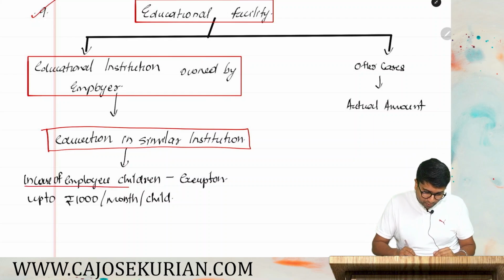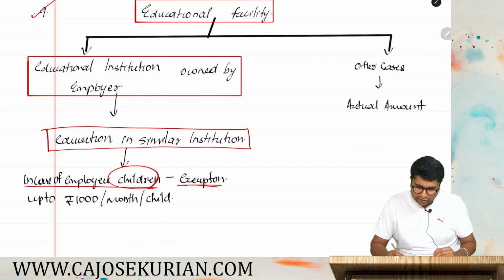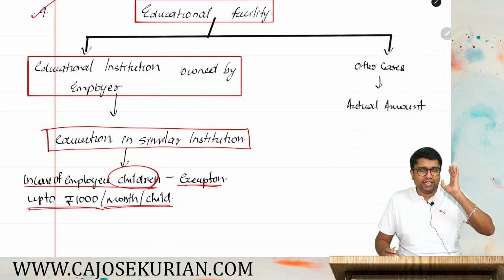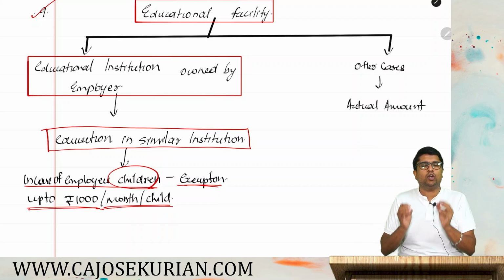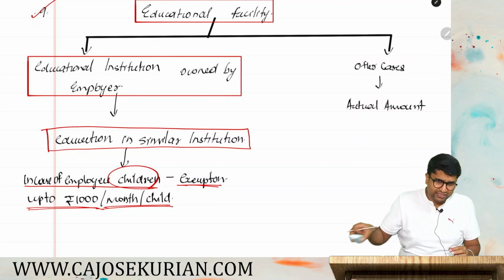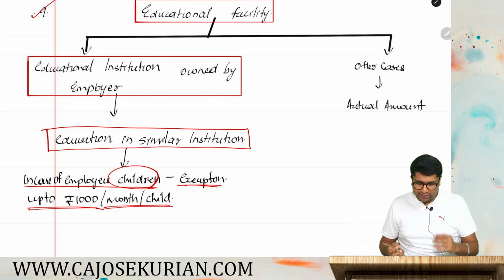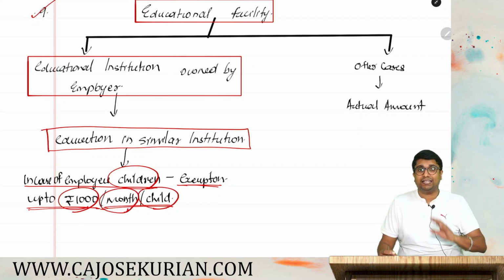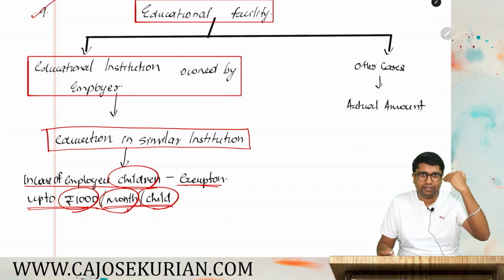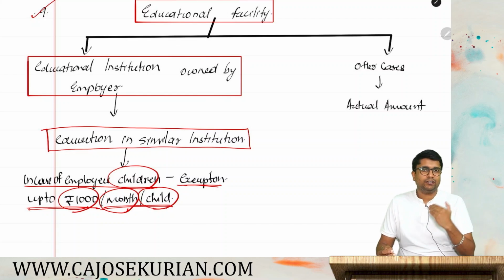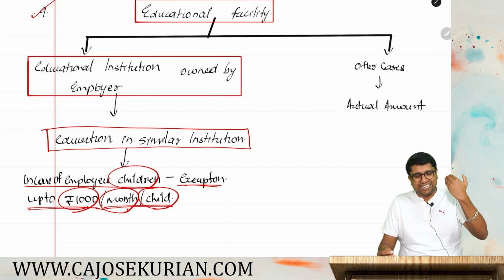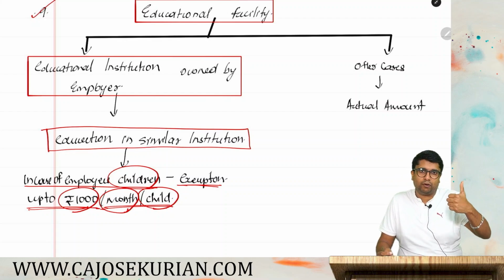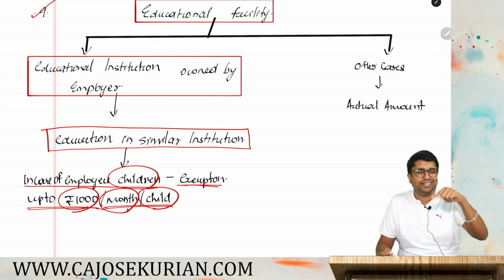However, if the employee's children are studying in a school owned by the employer, then they can claim an exemption of up to rupees 1000 per month per child. That simply means if the employee's children are studying in a school owned by the employer, then the employee can claim an exemption of how much? Rupees 1000 per month per child. That's what they are saying, and there is no restriction for the number of children for which you can claim the exemption. The school has to be owned by the employer and the employee's children should study in that respective school.